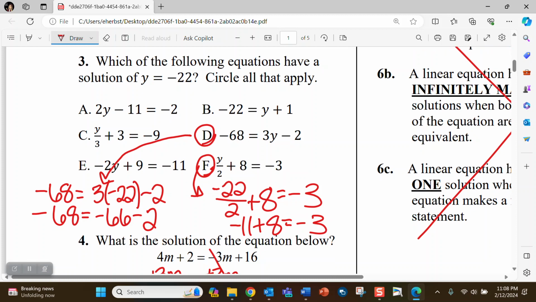For number three, when it's asking if a certain number is a solution to any of the equations, you're going to plug that number in for each of the equations. Plug it in for y. The only two that it works for are D and F, so plugging -22 in for y in letter D, on the left-hand side there gives that -68 is equal to -66 minus 2, and that is true. And also letter F, -22 over 2 is -11, and so when you add -11 plus 8, you do get -3.